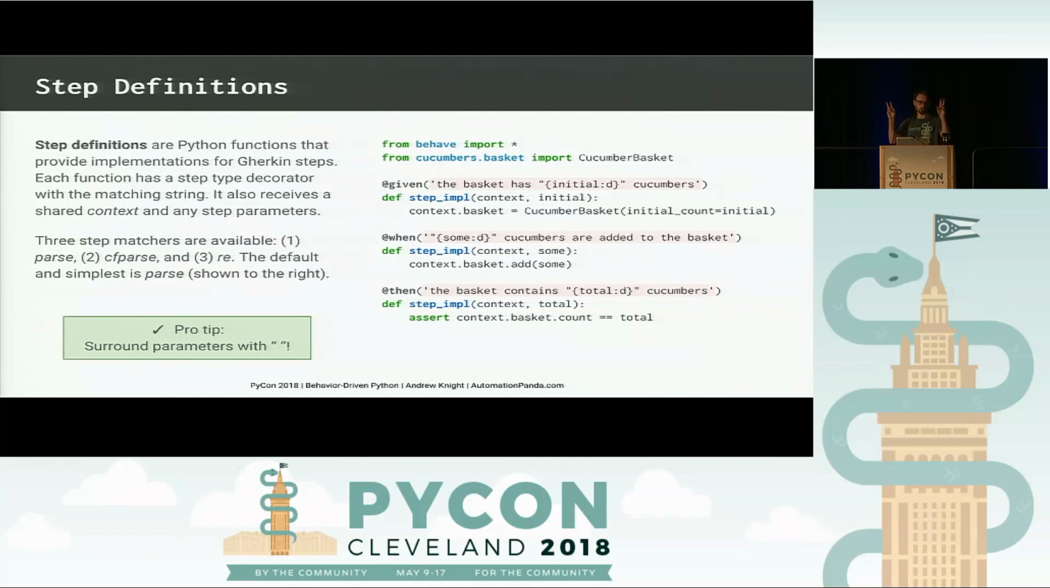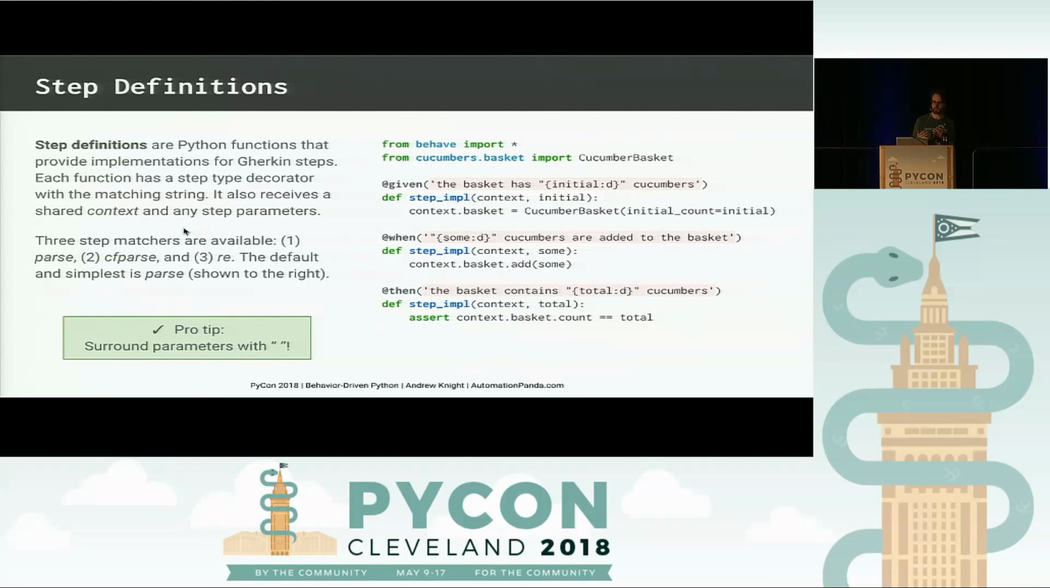Step definitions, quote unquote, are the names of those Python functions that will provide the implementations to each one of those Gherkin Englishy steps. How it works is that in your Python module, you'll import the behave module, and you'll start adding given, when, and then decorators to functions that you want to glue to those Englishy steps. Notice here, I have 3 example functions. Given the basket has some initial parameterized number of cucumbers, when cucumbers are added, and then the basket contains total cucumbers.